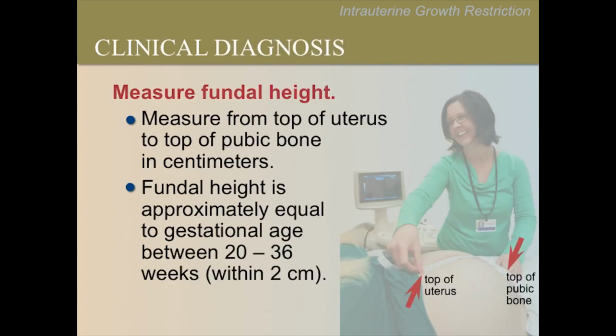The first clue that IUGR might be present comes from your clinical exam and the measurement of fundal height. To measure the fundal height, measure from the top of the mother's uterus to the top of the mother's pubic bone in centimeters. Normally, the fundal height is approximately equal to the gestational age between 20 and 36 weeks, within 2 centimeters. Within a few weeks of delivery, the fetus usually drops lower into the pelvis, which can decrease the fundal height and makes fundal height less reliable close to the due date.